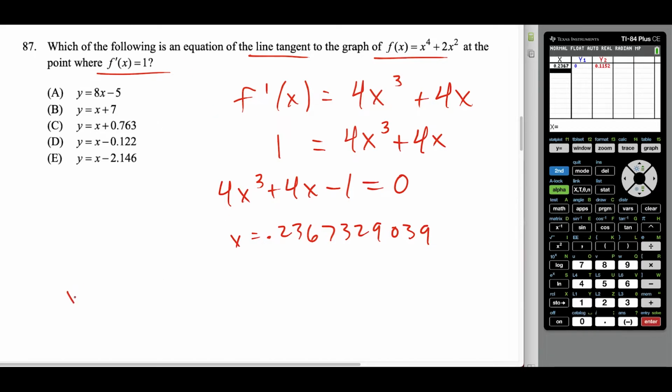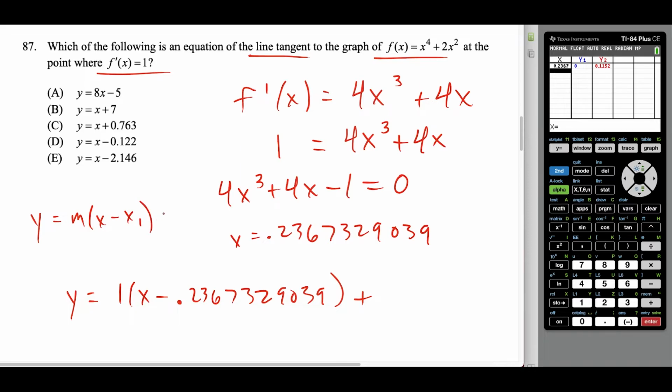My tangent line is going to be y equals, the slope is 1, but I have x minus 0.2367329039. And then I have plus my y1 here. I'm basically just using this formula: m times x minus x1 plus y1. So my y value is 0.1152, and that's going here. So then to simplify this, this is going to be y equals x, because I have 1 times x. And then I'm going to do this number here minus this value plus 0.1152.